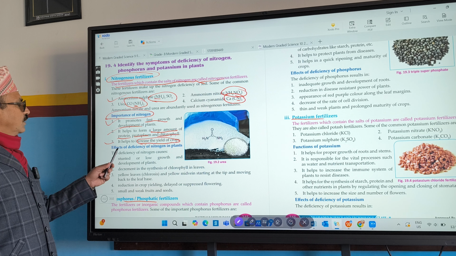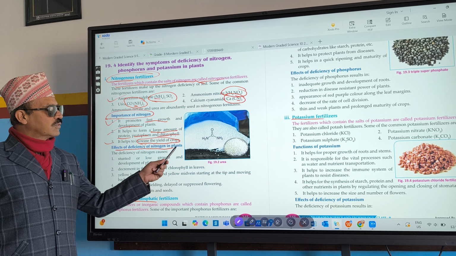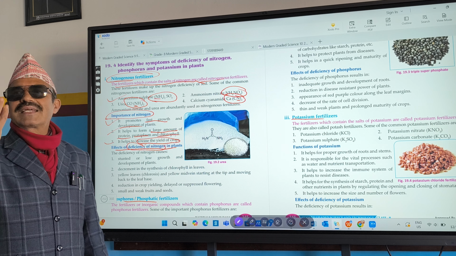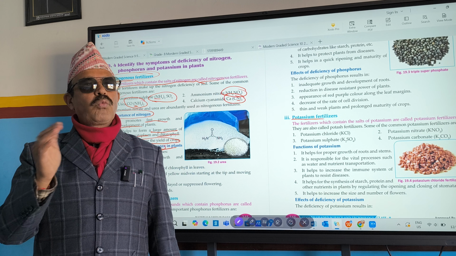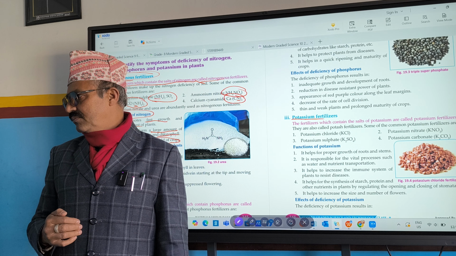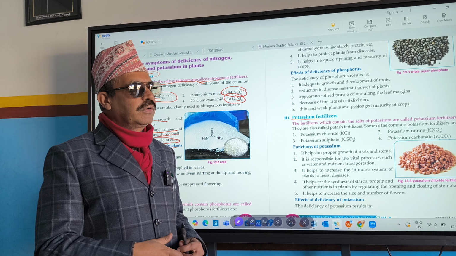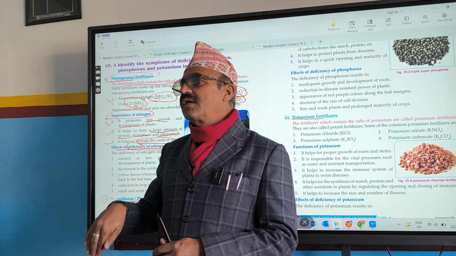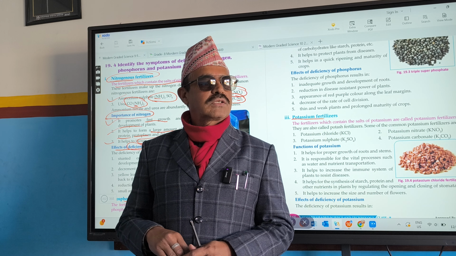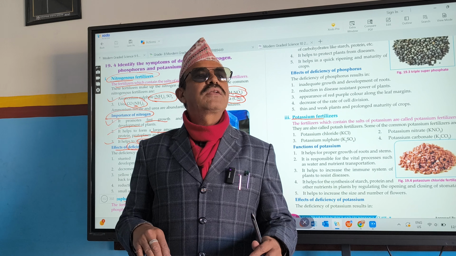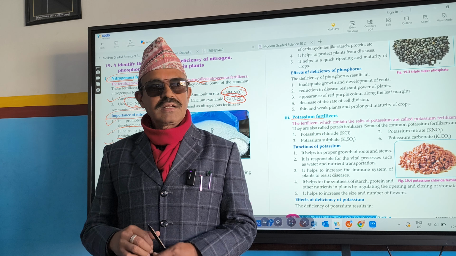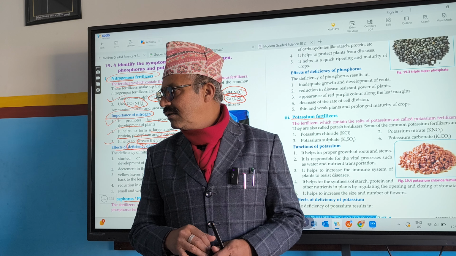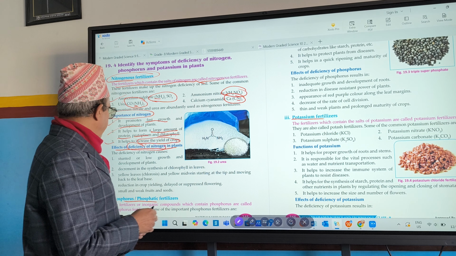Okay, what happens if there is a lack of nitrogen in plants? Deficiency of nitrogen means if the plant gets less amount of nitrogen, what type of symptoms can be seen? Sometimes you eat food and the food may not be hygienic and you go to the toilet continuously, and that condition can be regarded as diarrhea. Then what are the symptoms of diarrhea?